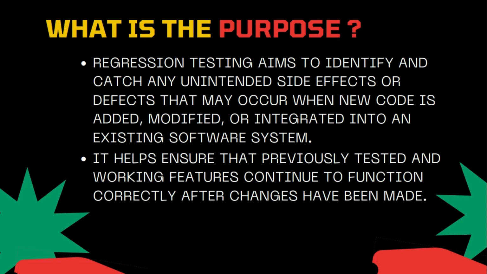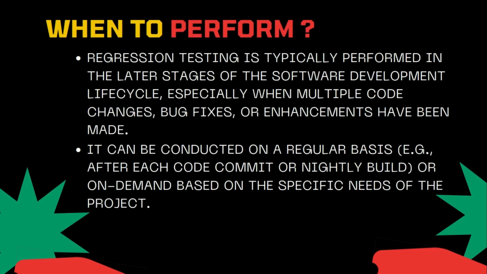Now let's see when to perform regression testing. Typically it is performed in the later stages of the software development cycle, especially when multiple code changes, bug fixes or enhancements have been made. That time we are doing regression testing. It can also be conducted on a regular basis, after each code commit or nightly build, or on demand based on the specific needs of the project. We can run the regression testing. Usually in a project we run this regression test at least once in a week.